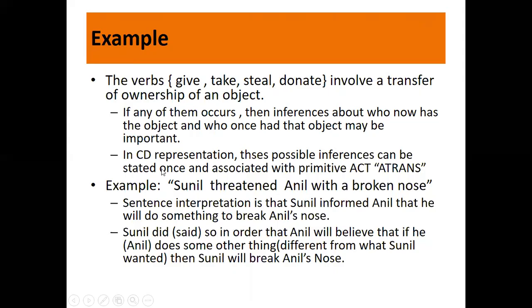In CD representation, these possible inferences can be stated once and associated with the primitive act, a trans, right? We don't store all these things. We just associate them with the primitive act a trans. Where is the abstract relationship? Transfer of abstract relation. Another example, Sunil threatened Anil with a broken nose. So the sentence interpretation is that Sunil informed Anil that he will do something to break Anil's nose. Now, what we do here, Sunil did, that is said, so that Anil will believe that if Anil does some other thing different from what Sunil wanted, then Sunil will break Anil's nose.